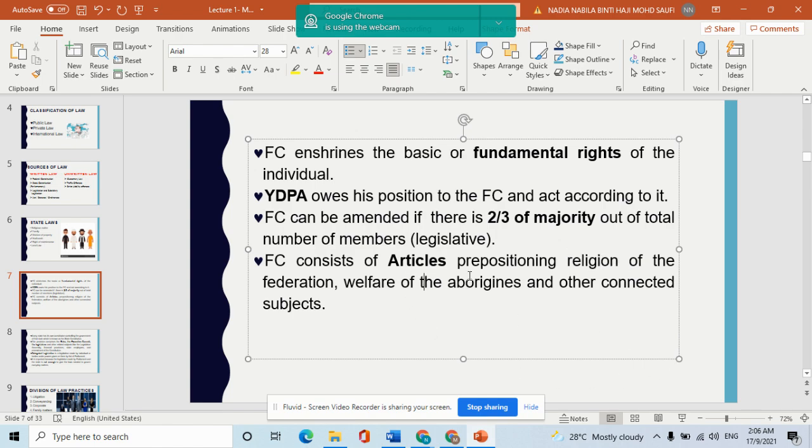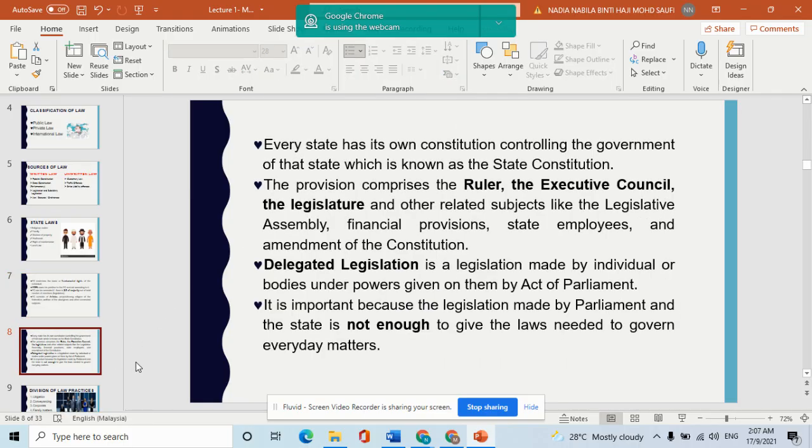Welfare of the aborigines, the rights of the orang asli, aborigines. And also other connected subjects, things which are to protect the rights of people, or to define what Malaysia can do if such situations occur.